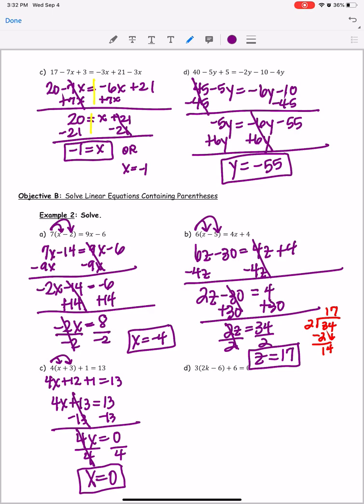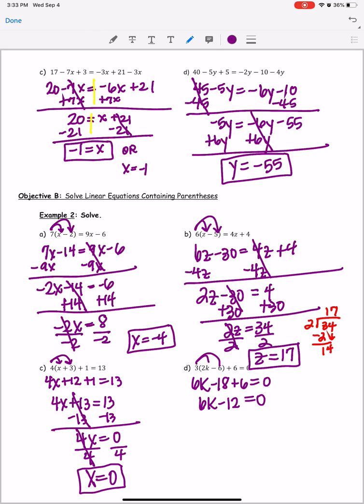So step 1, distribute. So we got 2 times 3k. No, 3 times 2k. And a 3 times a negative 6. So then plus 6 equals 0. Step 2, combine like terms on each side. Is there anything on this side we can combine? Yeah, we can combine these numbers here. So negative 18 plus 6 gives me negative 12 equals 0.